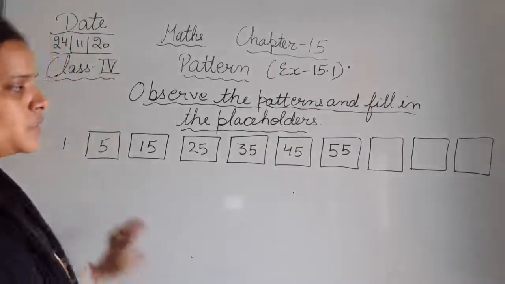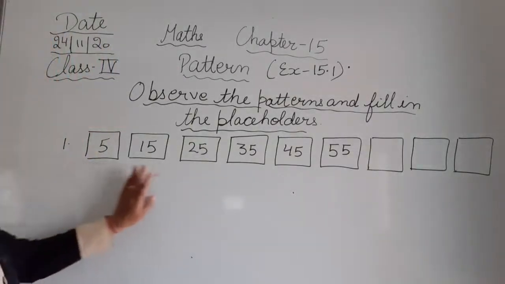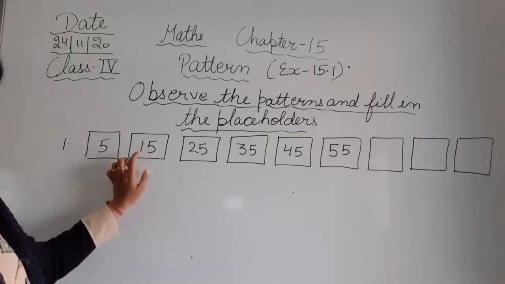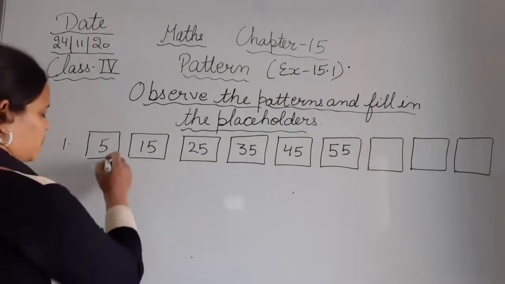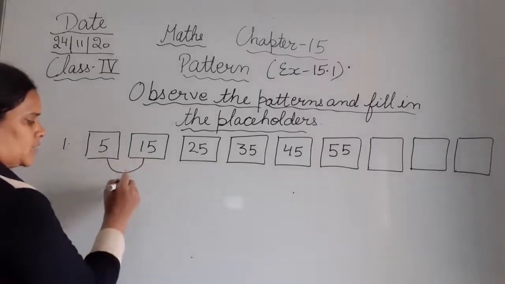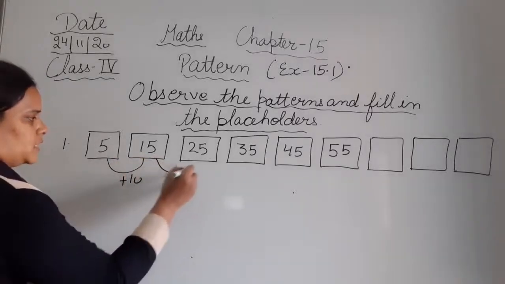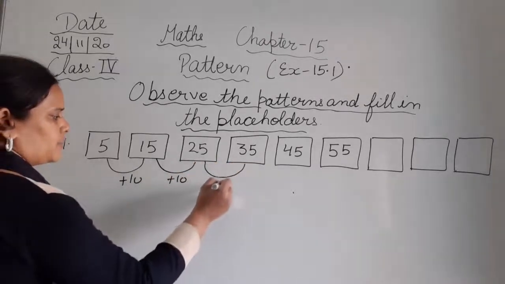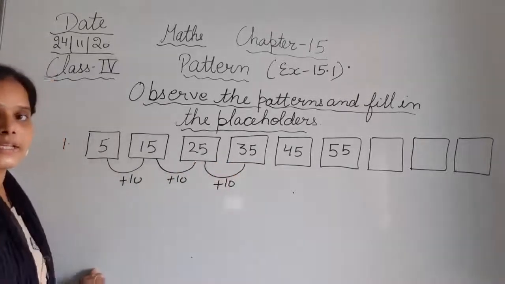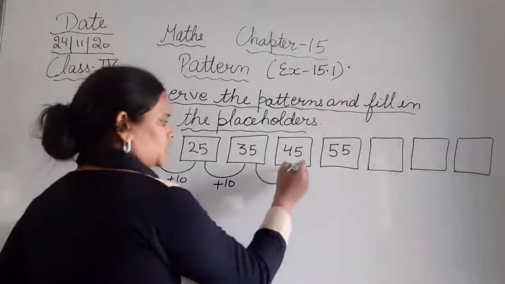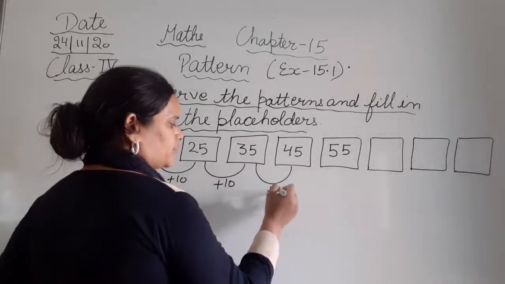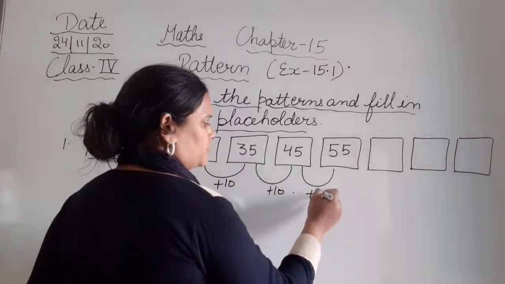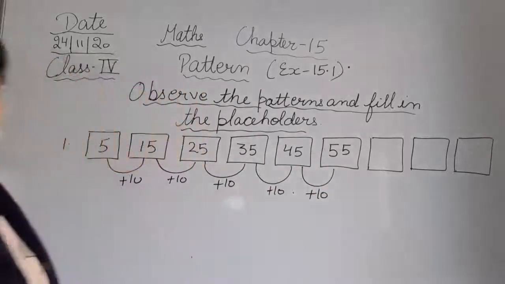Okay, now by observing that, what do you conclude? आप इसको जब observe करो, देख रहे हो क्या देख रहे हो? 5 के बाद 15. So that means we are adding 10. इसमें हमने 5 plus 15 मतलब plus 10. 15 से 25 that is also plus 10. 25 to 35 plus 10. 35 to 45 plus 10. 45 to 55 plus 10. So here we are adding 10.